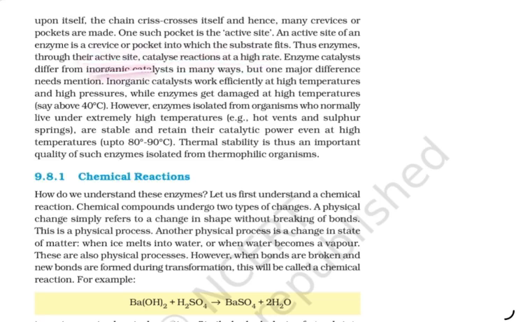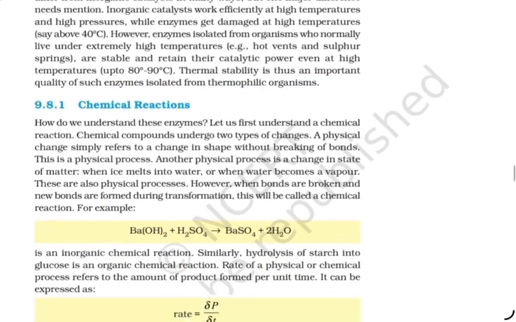Enzyme catalysts differ from inorganic catalysts in many ways, but one major difference needs mention. Inorganic catalysts work efficiently at higher temperature and higher pressure, while enzymes get damaged at high temperature, say around 40 degrees Celsius. However, enzymes isolated from organisms that normally live under extremely high temperatures, in hot vents and sulfur springs, are stable and retain their catalytic power even at higher temperatures, around 80 to 90 degrees Celsius. Thermal stability is thus an important quality of enzymes isolated from thermophilic organisms.